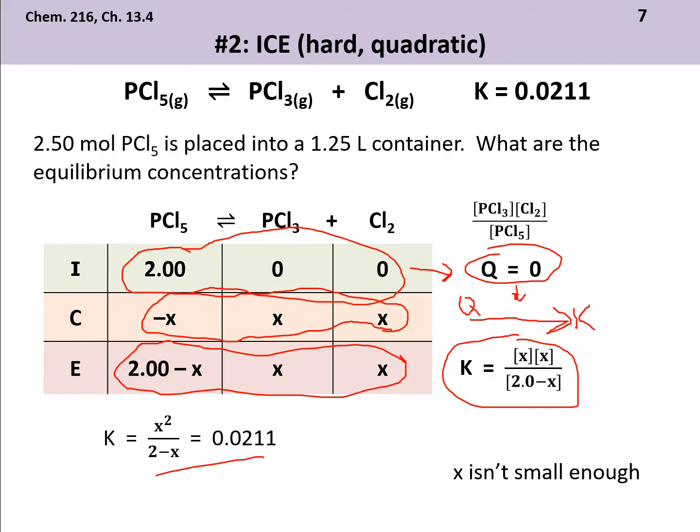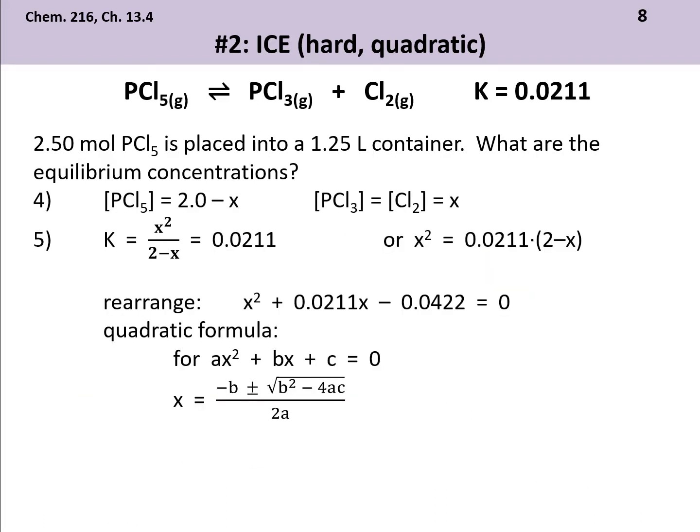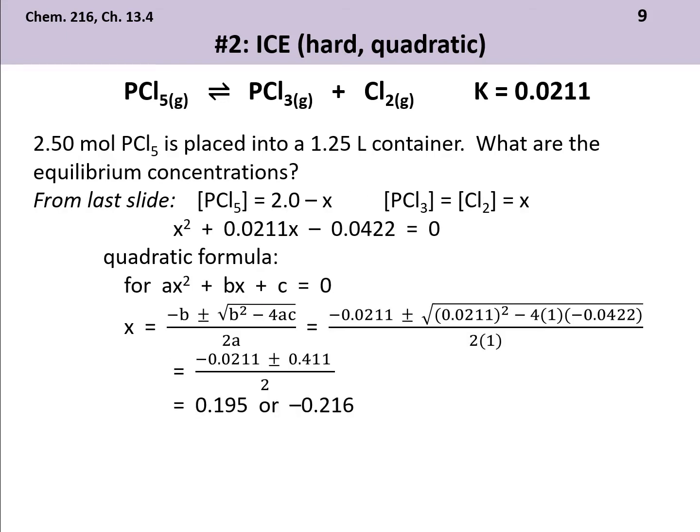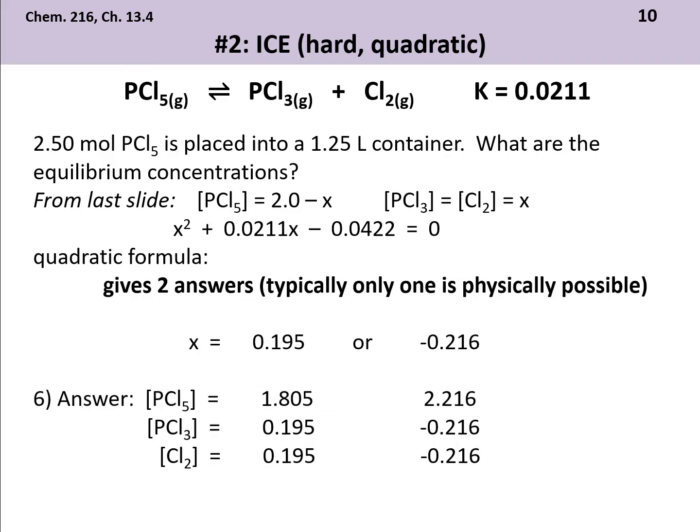Once we have a K, we can solve for X. In this case, X isn't small enough because Q and K aren't both smaller than 0.01. So I had to use the quadratic equation, and the first thing was to rearrange. Then plug it into my quadratic. I do a lot of work, it's kind of a pain, and I get my 2 answers. Once I have those 2 answers, I plug them back in.